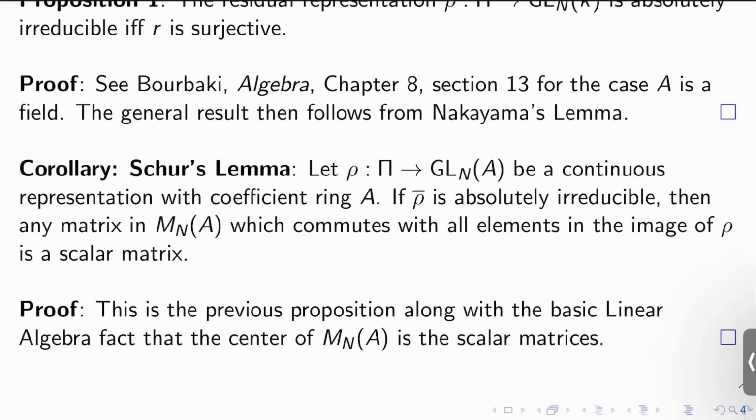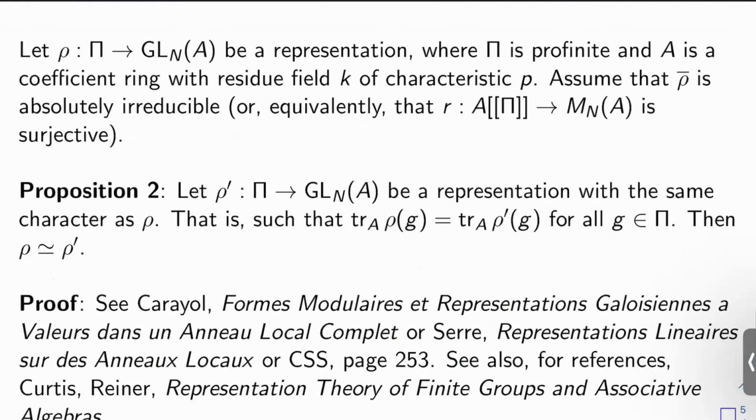Okay, perfect. So now let's move on and introduce Chebotarev density in kind of an effective manner that relates very strongly to these group representations. Let's let rho from pi to GLN of A be a representation where pi is profinite and A is a coefficient ring with residue field K of characteristic p. We'll assume that rho bar is absolutely irreducible, or equivalently by the proposition above, that the corresponding R from A bracket pi to Mn of A is surjective.